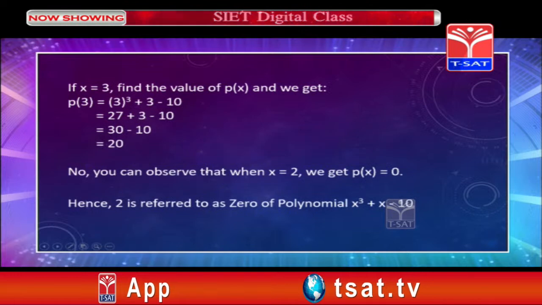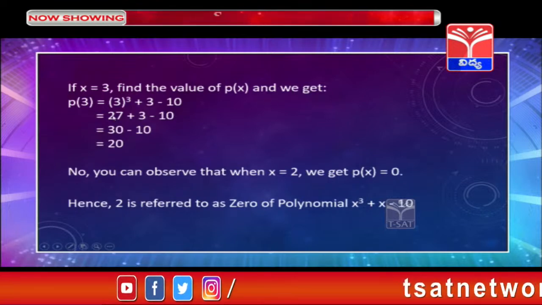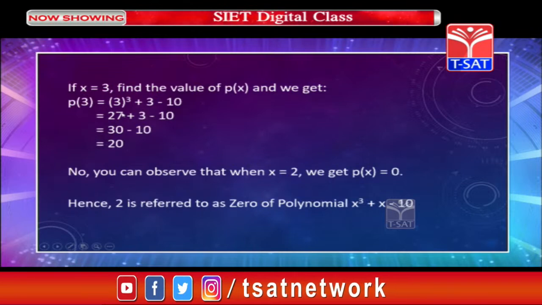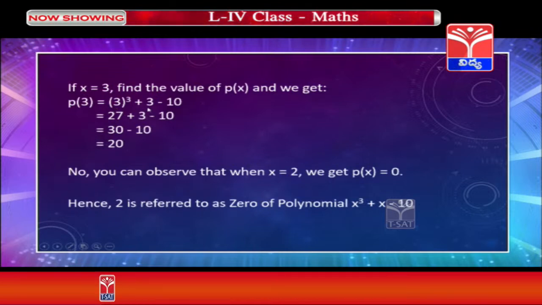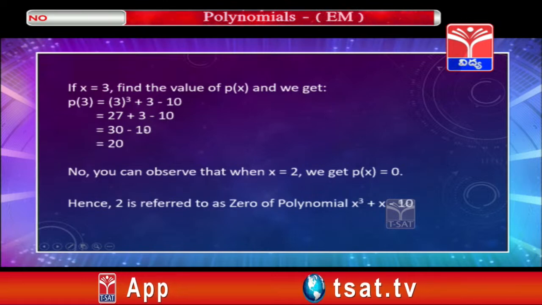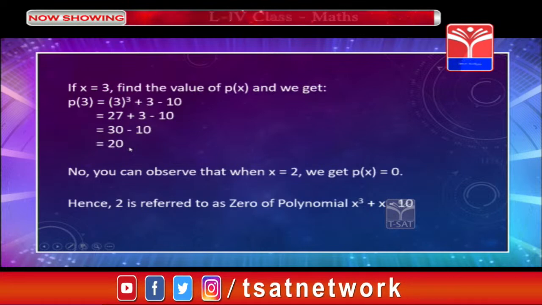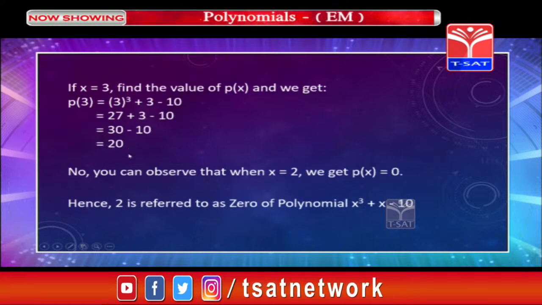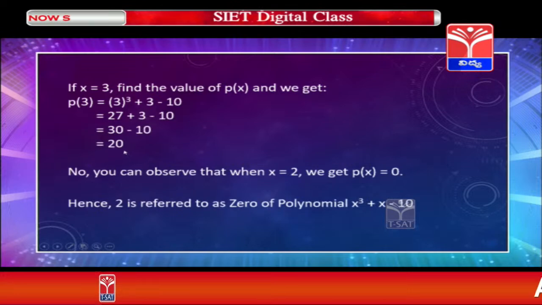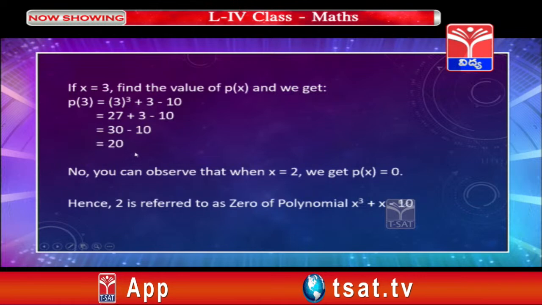Now we go for x equal to 3. We will check x equal to 3. If x equals 3, then the value of p of x, p of 3, is equal to, just replace the x value with 3. So 3 cube plus 3 minus 10: 3 cube is 27, plus 3 is 30, 30 minus 10 is 20. So p of 3 is 20, not 0. So it is not a zero of the polynomial. Am I correct? P of 2 equals 0, so it is a zero of the polynomial. P of 3 is 20, so it is not a zero of the polynomial.